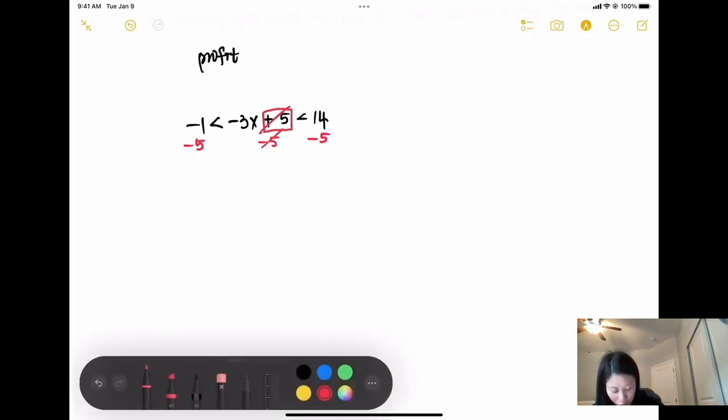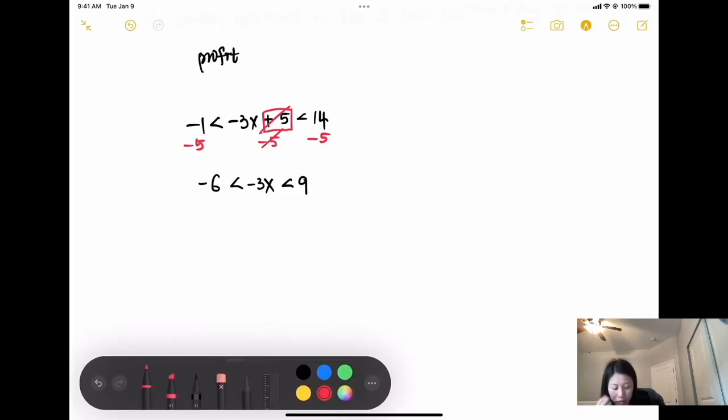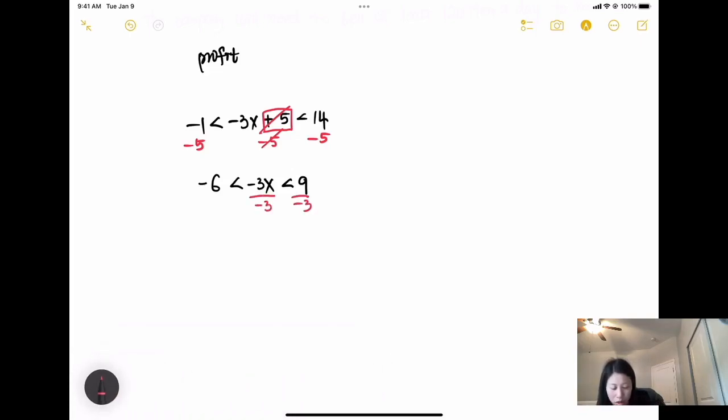So when I eliminate it, I have what? Negative 1, subtract 5, I have negative 6 less than negative 3x less than 9. And then I divide by negative 3 on both sides. What will be the catch here? When you divide by negative 3, you need to flip the signs, or reverse them. So I will have 2 greater than x and x greater than negative 3.